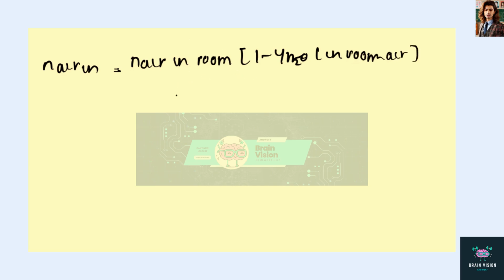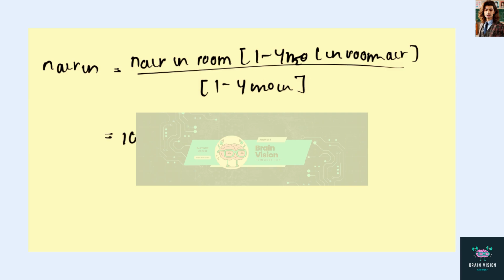Then we divide that all by 1 subtract gamma H2O in. What we get is a value of 101.6 moles for the N air in. So the mass of water that is removed is equal to the moles of air in the room minus the moles of air in the spray chamber. So we have M H2O removed is 29 grams.